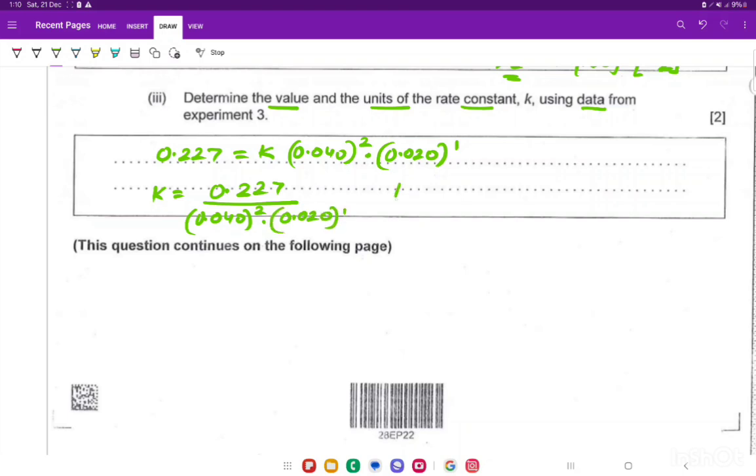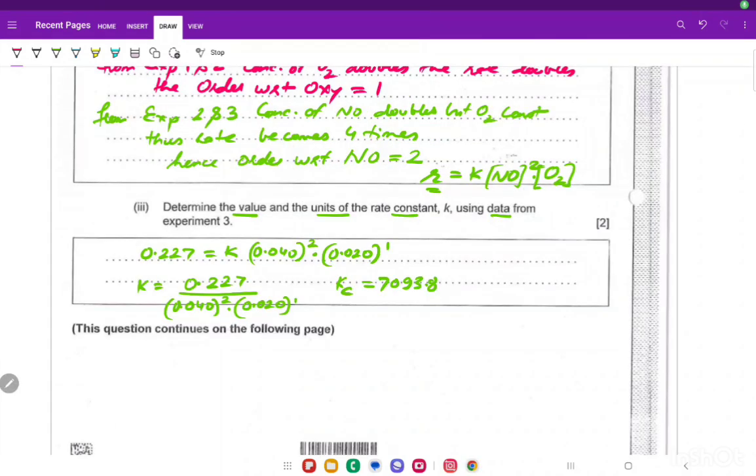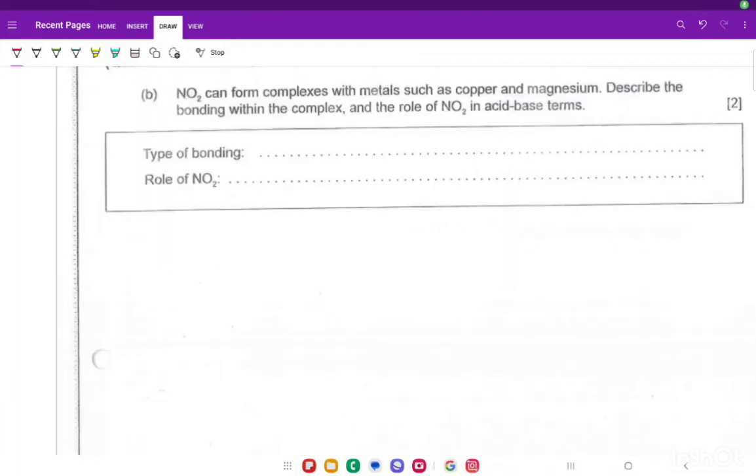On calculating, I will get Kc equals 709.38. This will be the value of Kc. Now since this is a third order reaction, the unit of Kc will be mol^-2 dm^6 s^-1.